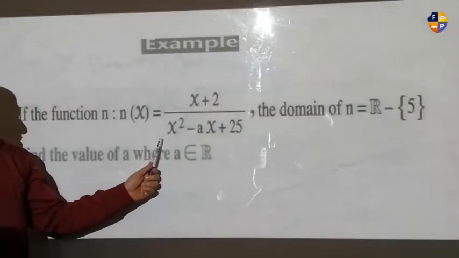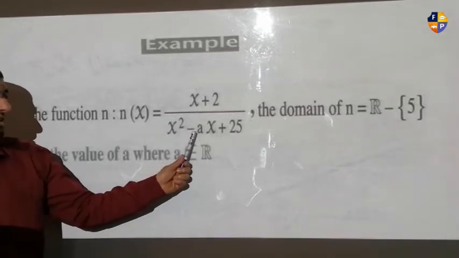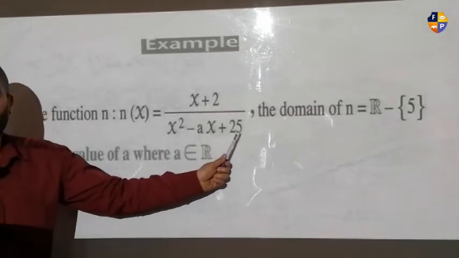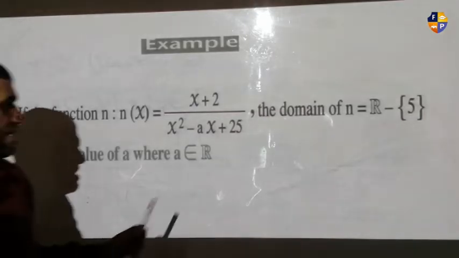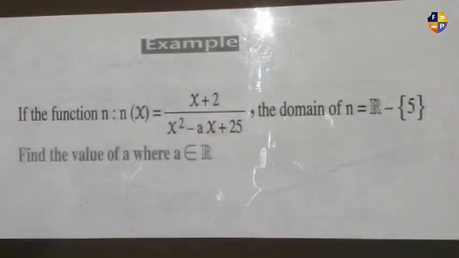We can substitute x equals 5: 5 power 2 minus 5a plus 25 equals 0. When we substitute x equals 5, then the denominator equals 0. Okay?